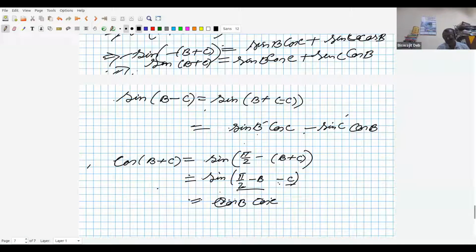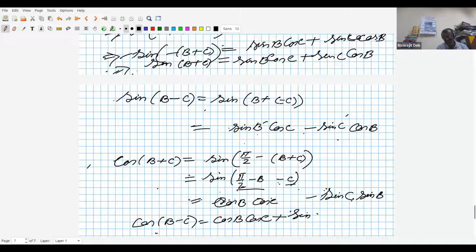Then minus sine of C, then cos of pi by 2 minus B, which is sine B. So this is the formula for cos of B plus C. And likewise, you can get cos of B minus C also. That is going to be cos B cos C plus sine B sine C.